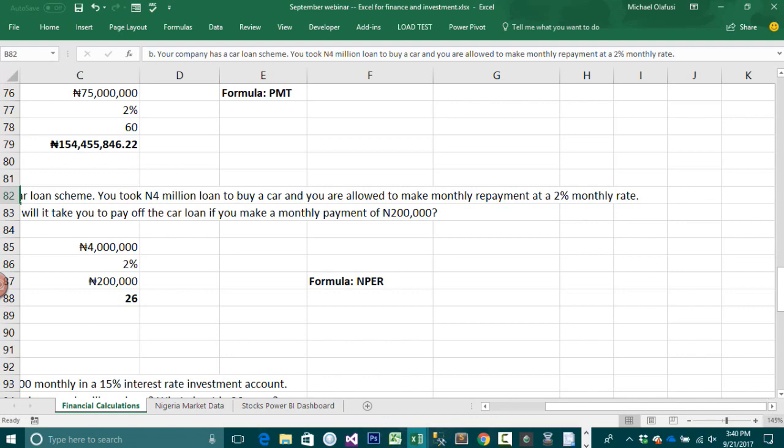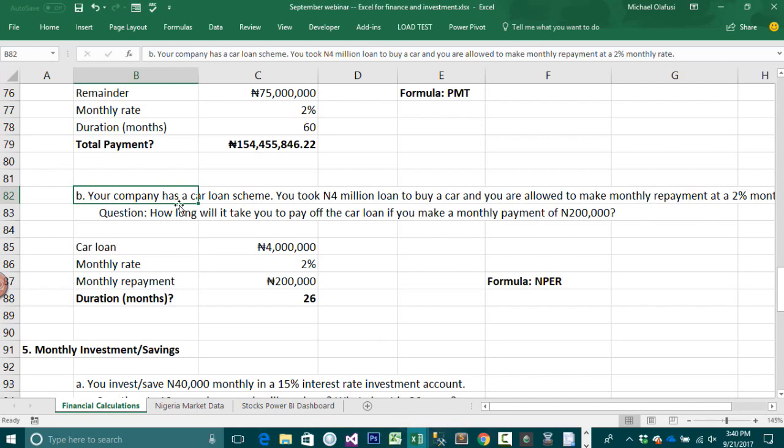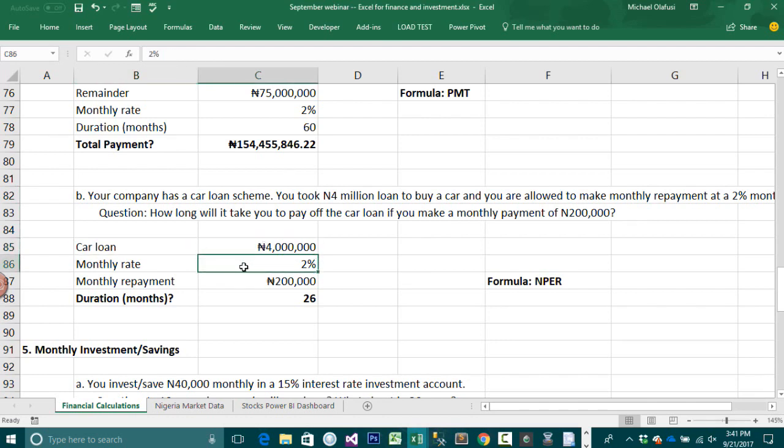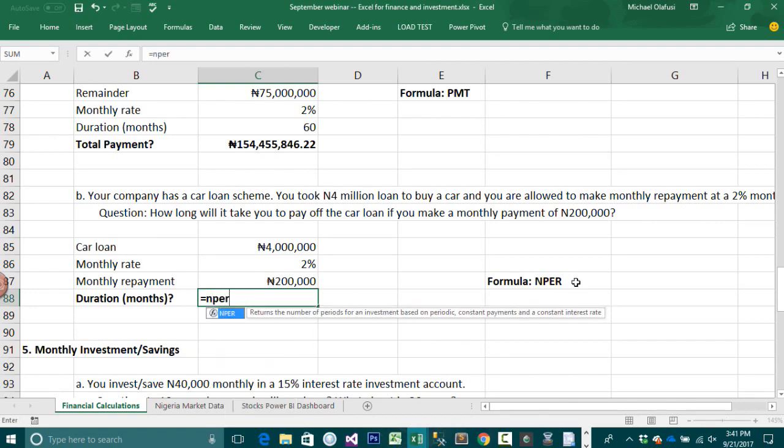Alright, so going back to this one: how long will it take to pay off the car loan if you make a monthly payment of 200,000 naira? So this is the car loan, 4 million naira, a monthly interest rate of 2%, and you want to be paying off the loan with 200,000 naira every month. So let's do the calculation. How long will it take you to pay off the car loan? And that formula in Excel is NPER, number of periods.